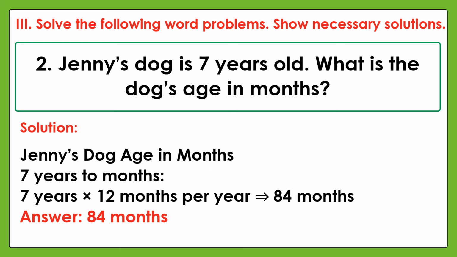Number 2, Jenny's dog is 7 years old. What is the dog's age in months? Jenny's dog age in months, 7 years to months. 7 years times 12 months per year, that is 84 months. Therefore, the answer is 84 months.